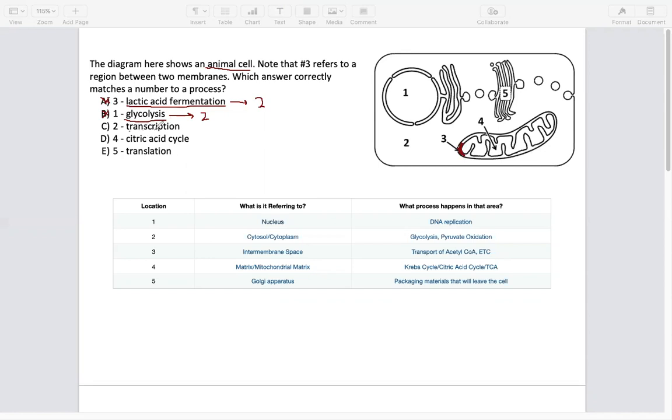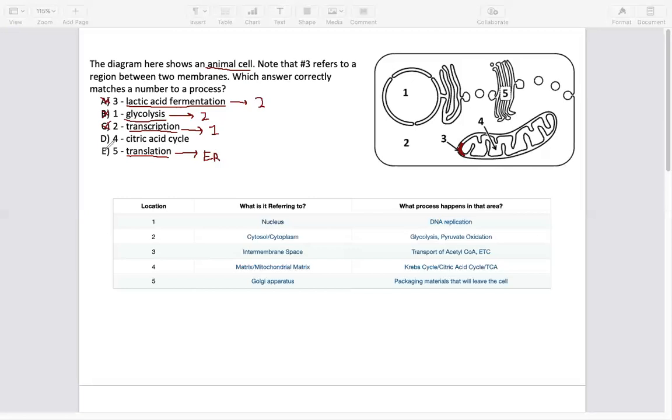Number 2 is transcription, right? Transcription we know happens in the nucleus. That's when we copy DNA to make mRNA. And so this would happen in location 1. And so that wouldn't work. We have number 4 as being the citric acid cycle and 5 being translation, right? Remember that translation is when we go from RNA to protein. This does happen in the endomembrane system, but it would happen on the endoplasmic reticulum. And it's not numbered here. I'm going to write ER, but it is not numbered.